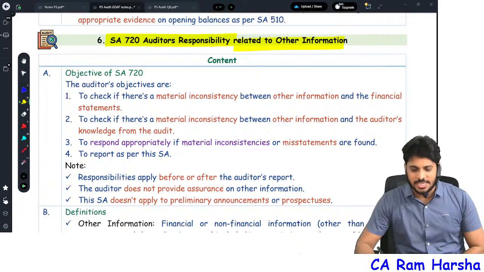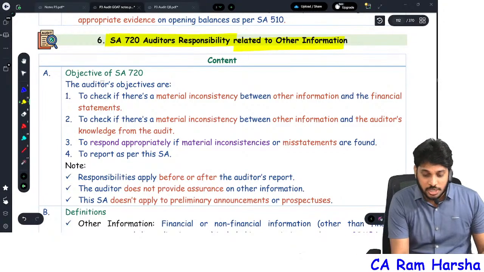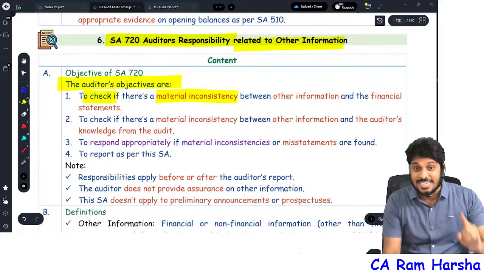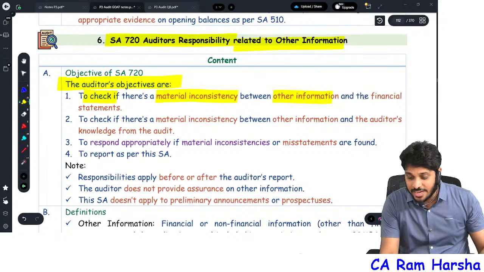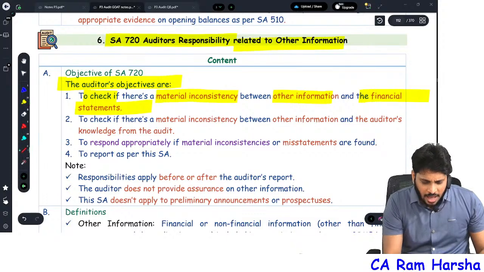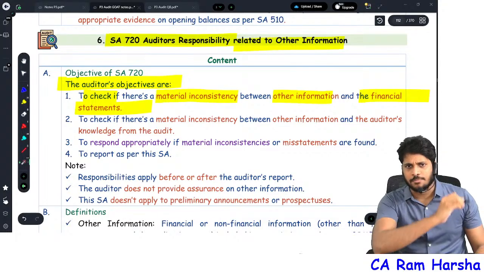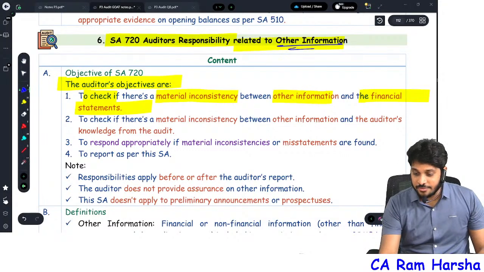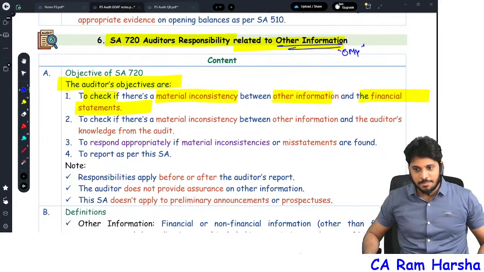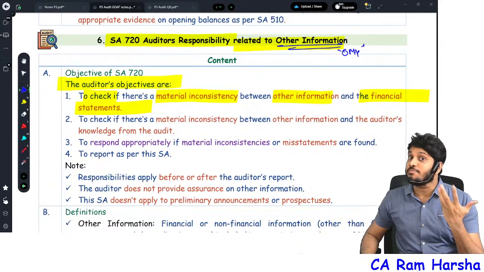What does the 720 standard say? What is the objective of the auditor? Check whether a material inconsistency exists between other information and the financial statements. First of all, what does other information mean? Remember guys, other information is different from the other matter paragraph. Other matter paragraph is different. Other information is different.